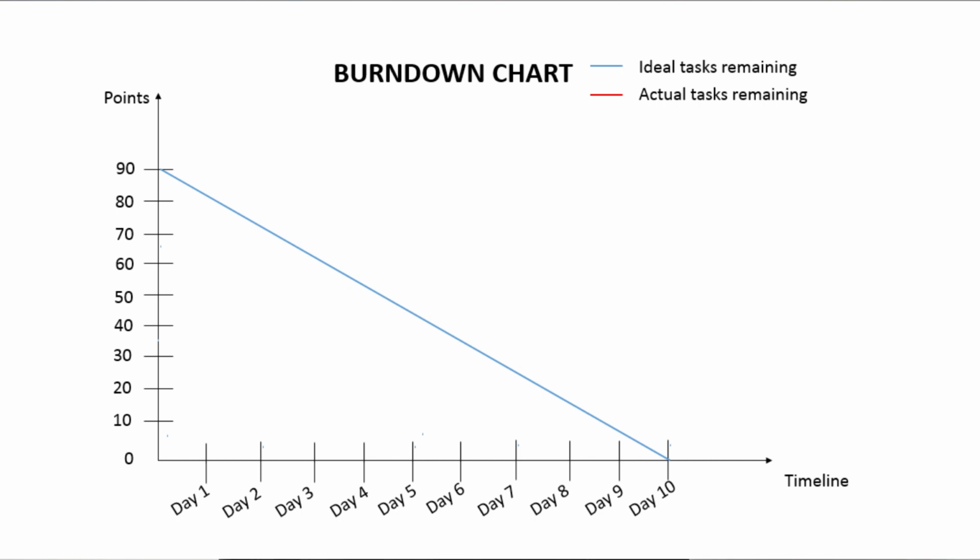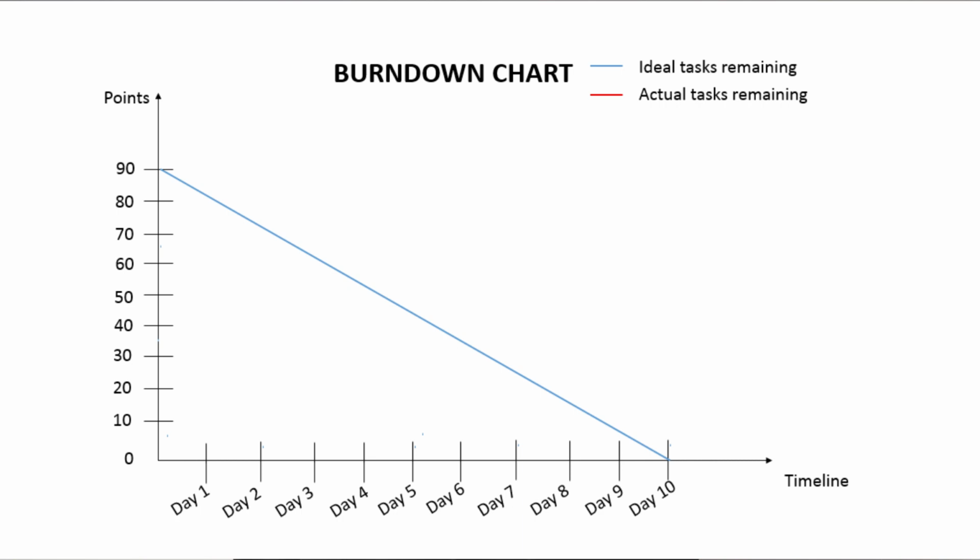The blue line represents the ideal task remaining. For example, in your team you estimate the work or the items to implement during the sprint at 90 points. So at day 0 you will put 90 points on the blue line, and at the end of the sprint, day 10, you will put 0 points. So the blue line represents the ideal task remaining during the sprint.